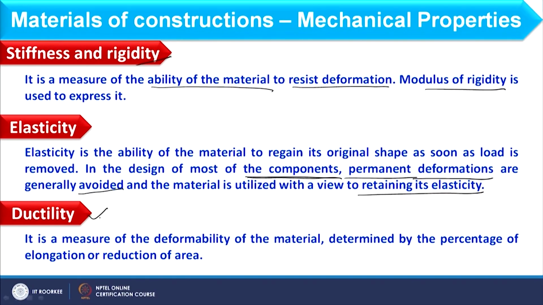Another property is the ductility, which is a measure of deformability of the material, determined by percentage of elongation or reduction of area. What is the meaning of deformability of the material? For example, if I am having this wire, and if I pull this wire from this side, up to how long will it retain its shape? Though deformation will take place, it will remain as a wire. Up to how long can it maintain its shape without breaking? As much length as can be increased before breaking of this wire, that increment in length basically speaks about the ductility of the material.